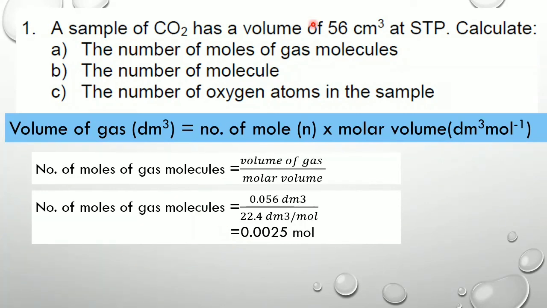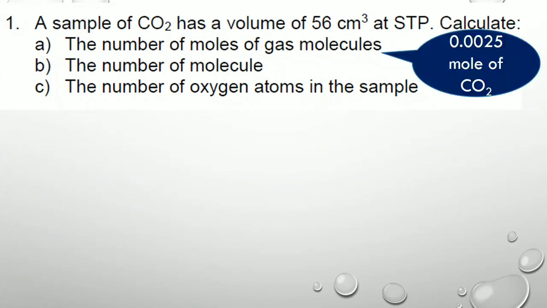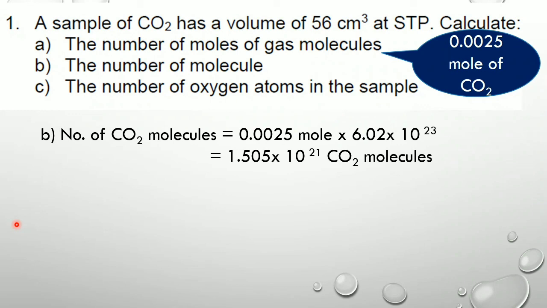So it means that 56 cm3 of carbon dioxide gas at STP is also equal to 0.0025 mole of carbon dioxide gas. So to calculate part B, the number of molecule, we can use the mole of carbon dioxide multiplied by the Avogadro number, which is equal to 1.505 times 10 to the power of 21 carbon dioxide molecules.